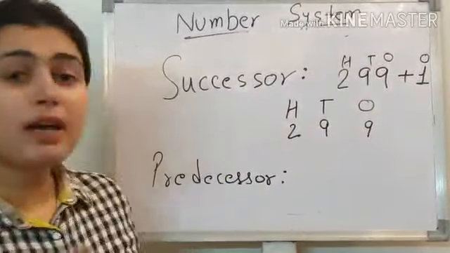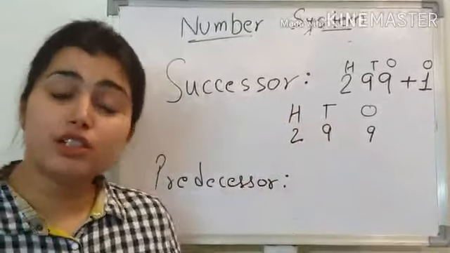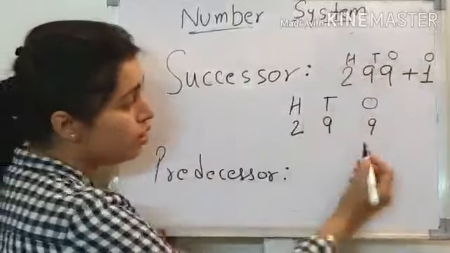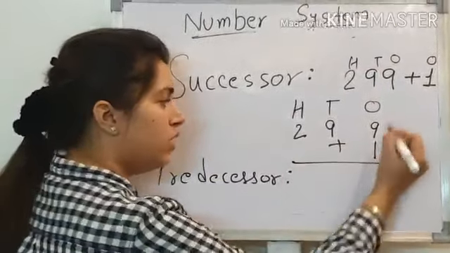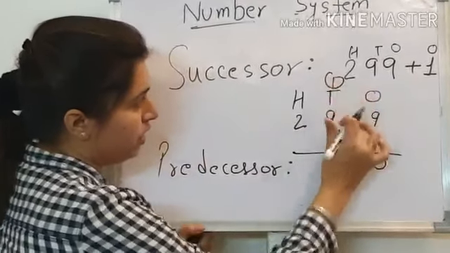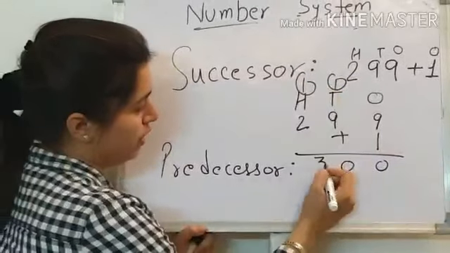So in which column do I place 1? In ones column or in tens column or in hundreds column? Again you are right because it is ones, no? So we have to place it in ones column. Simply add 9 and 1, 10, 0, carry 1, 9 and 1, 10, 0, carry 1, 2 and 1, 3.